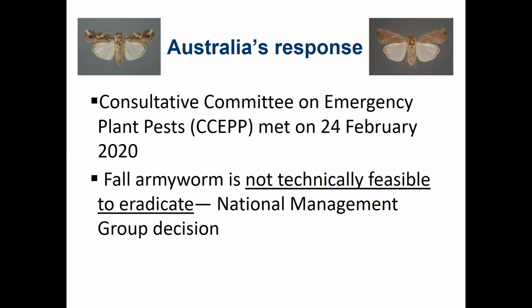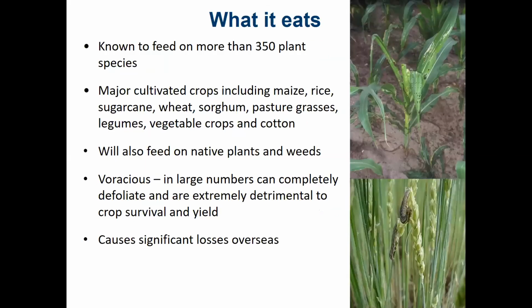Part of the reason this insect is considered a serious pest is the number of host plants that it eats. It is recorded feeding on over 350 different plant species. However, it does have preferences, and it is expected to be a particular problem in some of our major cultivated crops, including maize, sweet corn, rice, sugarcane, wheat, and sorghum. It is also expected to be a problem in pasture grasses and hay crops. Some legumes, cotton, and vegetable crops can also have damage from fall armyworm.